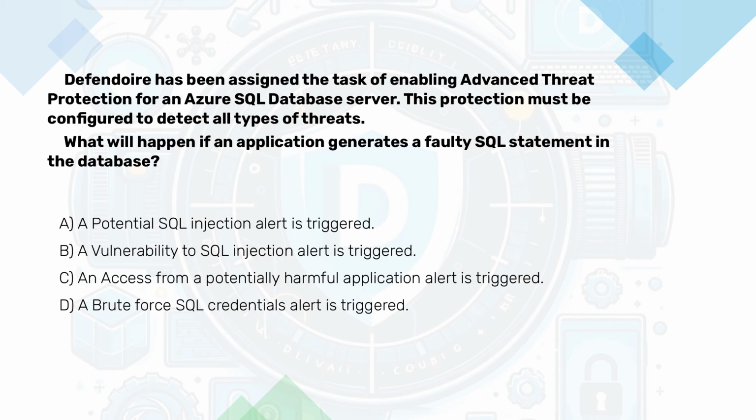A, a potential SQL injection alert is triggered. B, a vulnerability to SQL injection alert is triggered. C, an access from a potentially harmful application alert is triggered. D, a brute force SQL credentials alert is triggered.